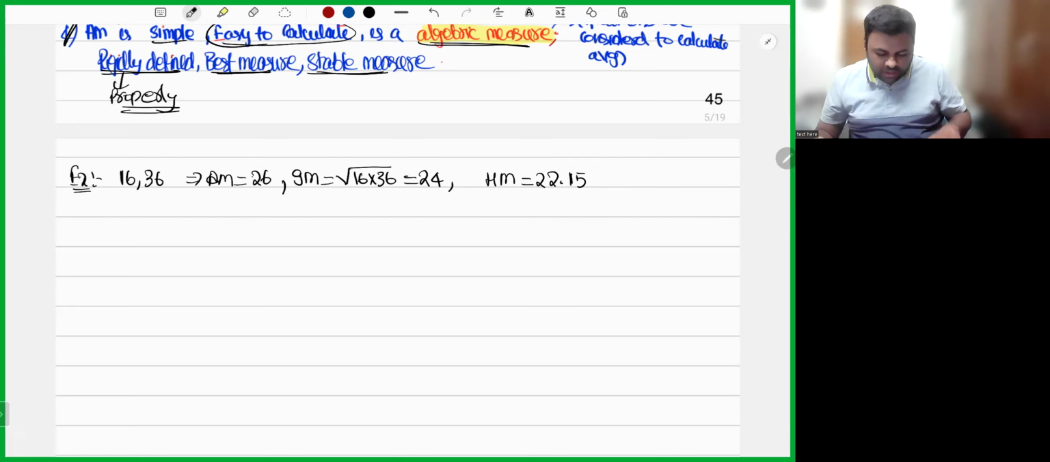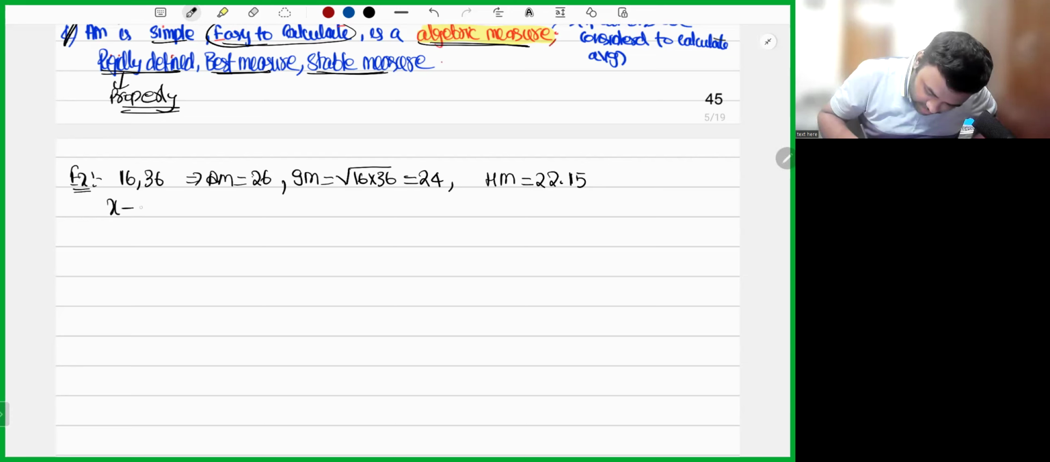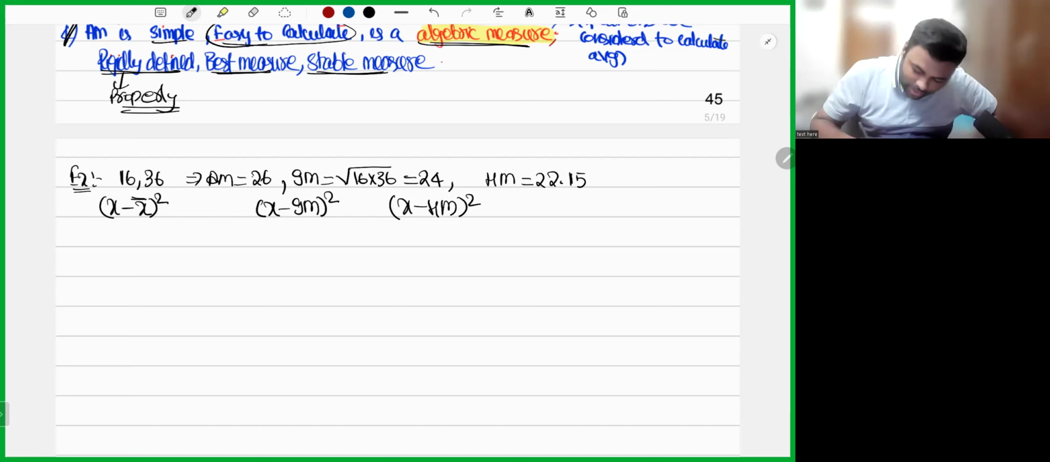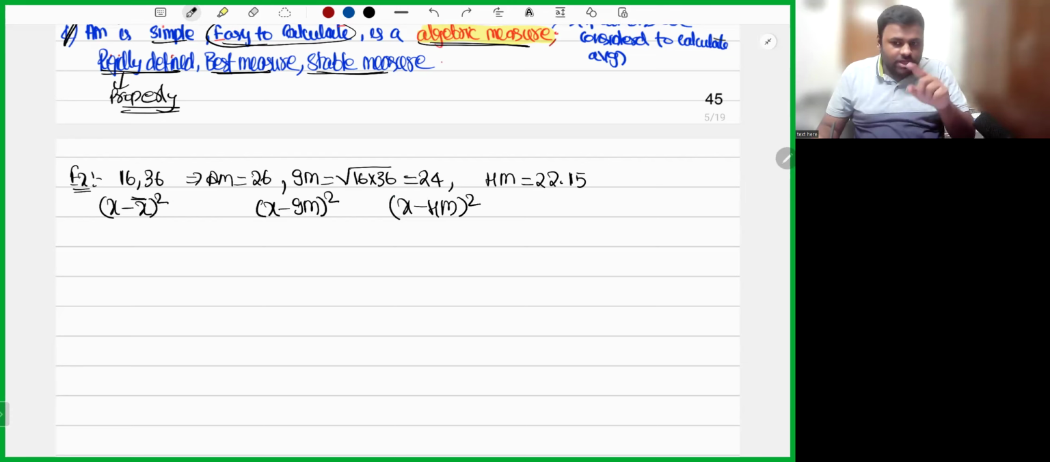Now see here what it is telling. Sum of squared deviation from arithmetic mean. First, sum of squared deviation. This is squared deviation from the arithmetic mean, this is squared deviation from the geometric mean, and this is squared deviation from the harmonic mean. Understand what it is telling: squared deviation from AM, from GM, and from HM. Now, first squared deviation from AM.